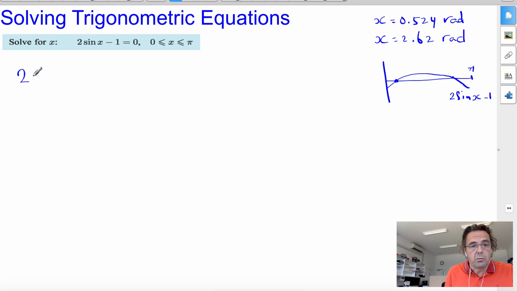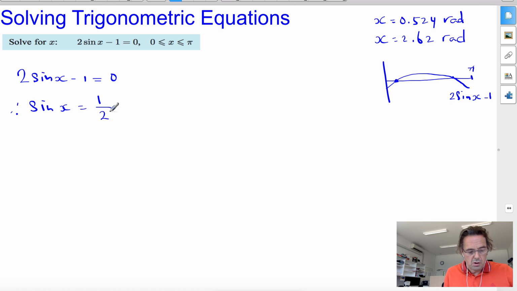Well, you start with 2 sine x take 1 equals 0. And then we move everything to the right hand side. We unpack for sine x. So the negative 1 goes to the other side and we're going to divide by 2. So that gives us that sine x is 1/2. So what is the angle when the sine of that angle is 1/2? So we find x by taking the arcsine of 1/2.